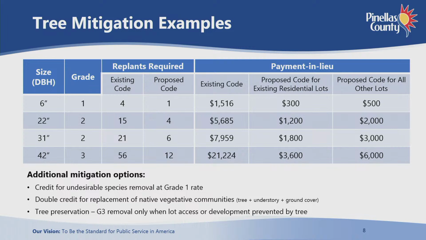And keeping with the options theme, we do have options for property owners to receive credits for removal of undesirable species. They can plant native ground cover and understory vegetation to create these native vegetative communities, which are defined in the code, and that will provide them some credit. And as with the existing code, this is not changing. The highest grade trees have the highest criteria, and so those can only be removed when they prevent access to or development of an existing lot.